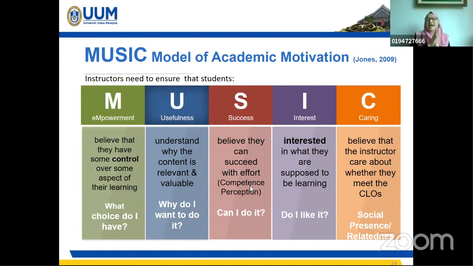Oh, finally, Prof, I got it. Okay, those are the kind of feeling, "I can do it," that we need to build in our students. Next is interest. I mentioned this already. Do I like it? Now, after all your effort, empowerment, usefulness, and successful experience, I think they will be interested.